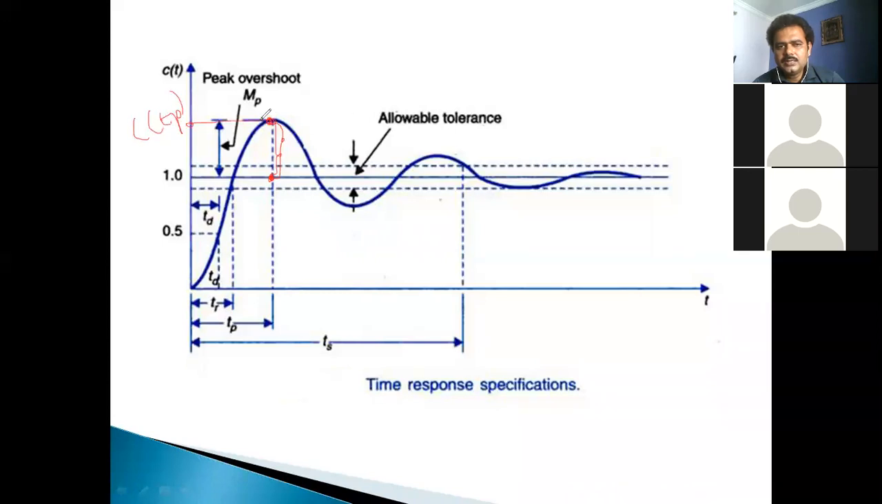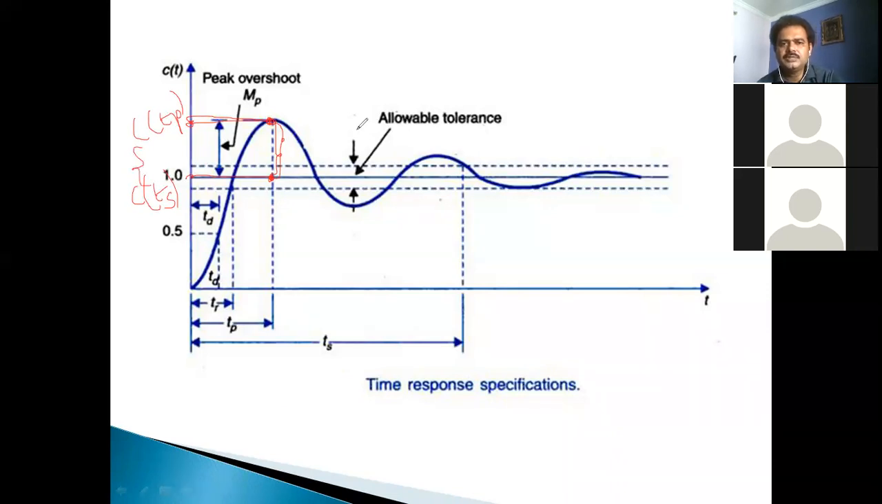Here the response value is something more than the final value. The final value is this one, that is C at settling time. C at settling time or C at infinity, everything is the same. Whatever the value at settling time, the same value remains at t equal to infinity. The difference between these two is called peak overshoot. Is it clear?